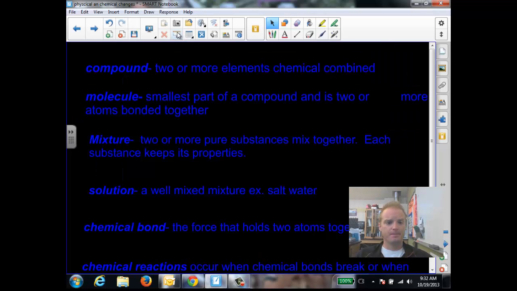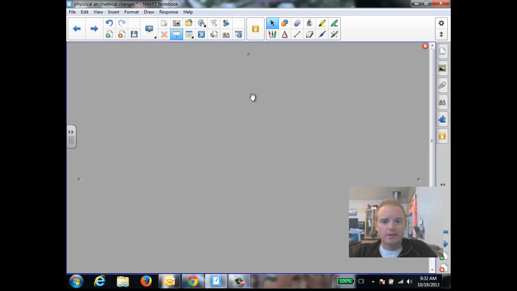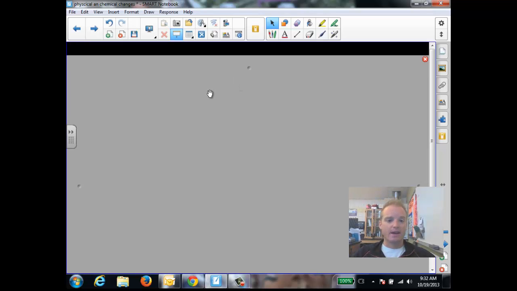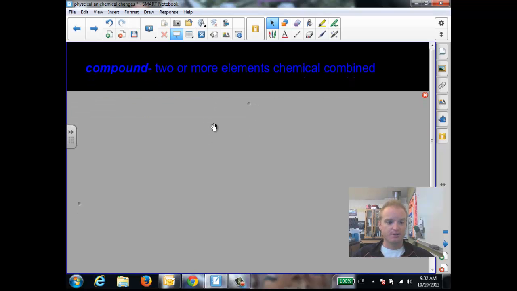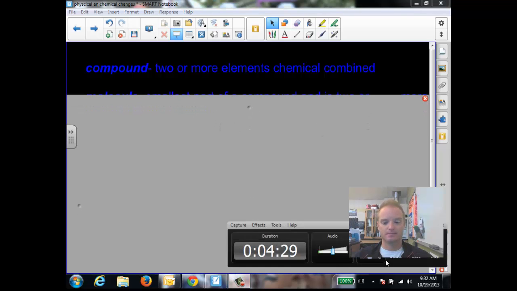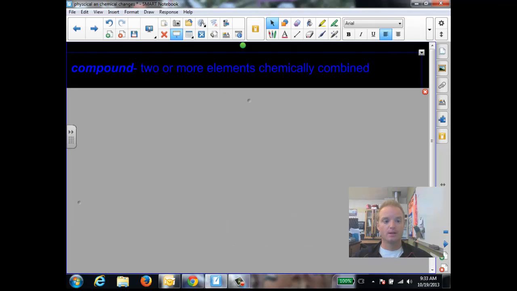Now, on this next page, guys, so when these chemical changes happen, we're combining atoms, or they're rearranged. And so a compound, with the vocab terms here, these are all in bold and italicized, is when 2 or more elements chemically combine. Alright, so again, a compound is when 2 or more elements chemically combine and you form that bond.